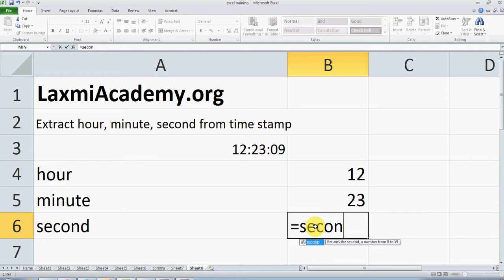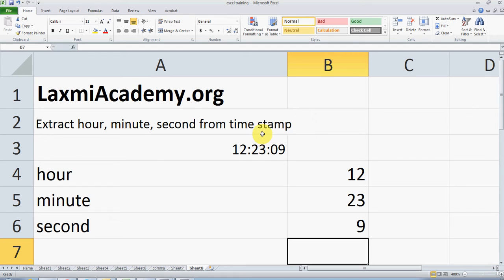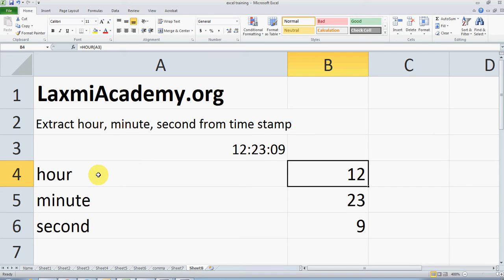It returns the second, a number from 0 to 59. Referencing A3. So this is the way you extract hour, minute and second, and the formula is easy to remember because the formula itself is hour, minute and second.